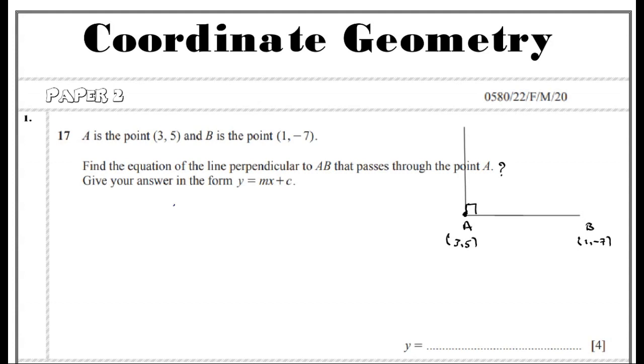Today, again, with a new chapter of our IGCSE Math Coordinate Geometry. And our first question is 0580/22, February/March 20. A is the point (3, 5). B is the point (1, -7). Find the equation of the line perpendicular to AB and passes through the point A. Give your answer in the form y = mx + c.